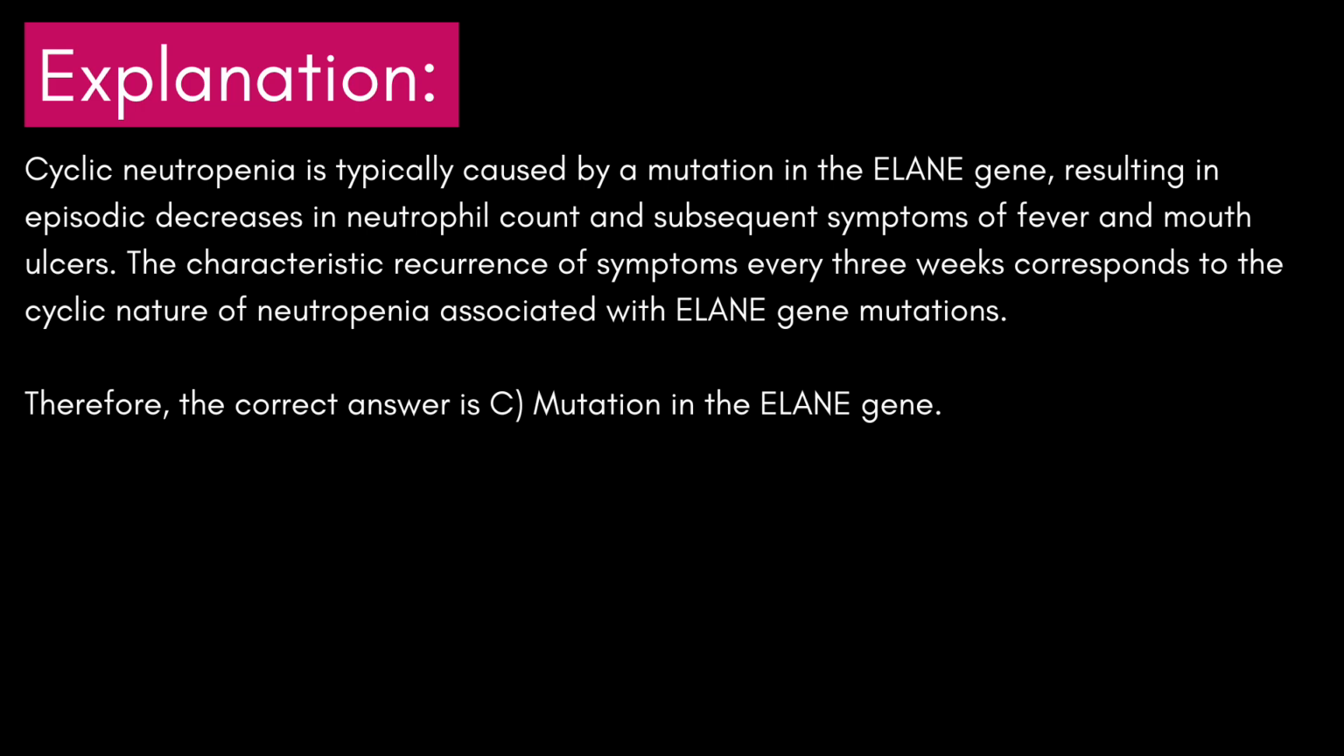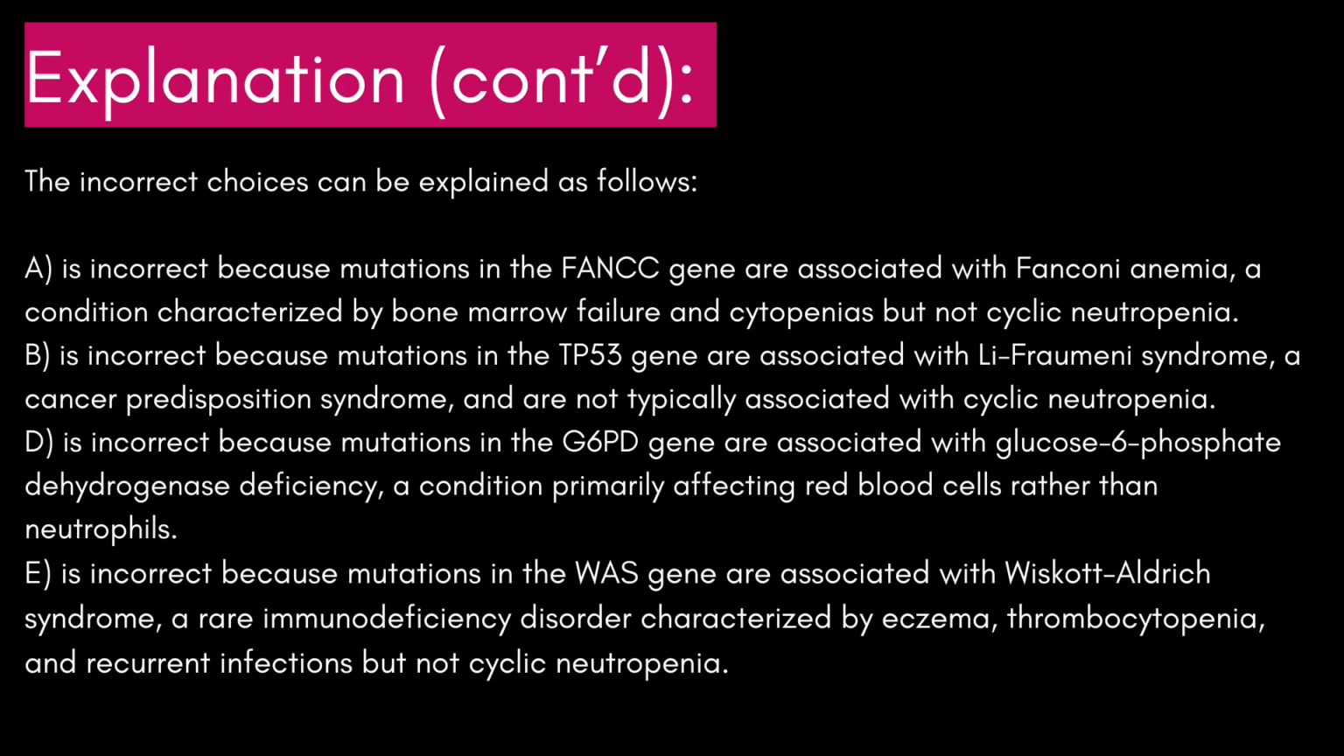All right, let's go ahead and see why the other answer choices are incorrect. The incorrect choices can be explained as follows. A is incorrect because mutations in the FANC gene are associated with Fanconi anemia, a condition characterized by bone marrow failure and cytopenias, but not cyclic neutropenia.